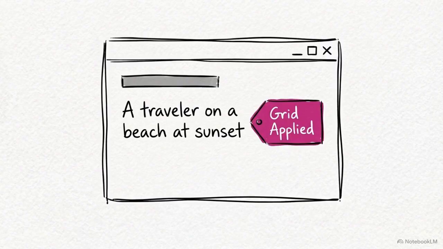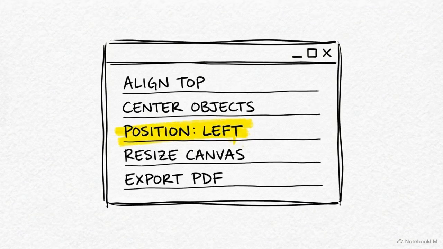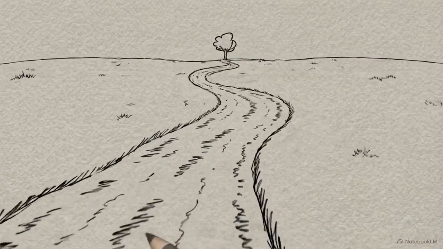Here is how you write that command. Type your subject, then add rule of thirds composition, followed by a highly directional instruction like person standing on the left side of frame. Spatial commands create depth.